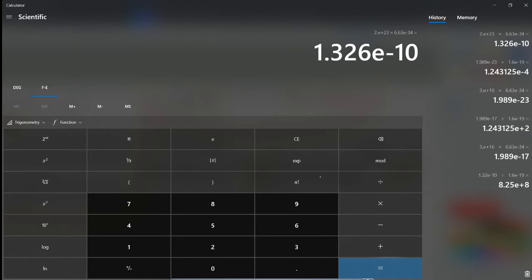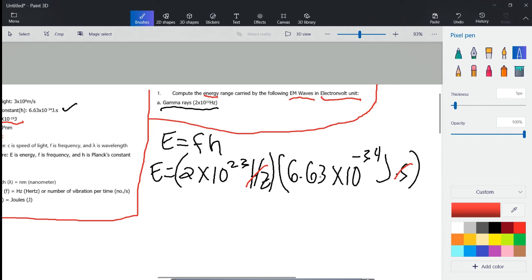Is equal to 1.33. You can convert that. 1.33 equals 1.33 times 10 to the power of negative 10. What's the unit? The unit is joules.